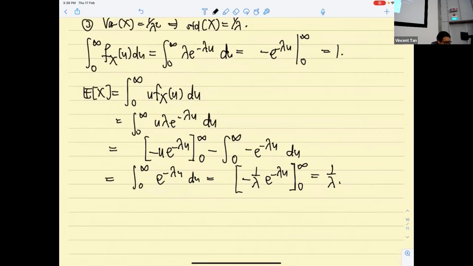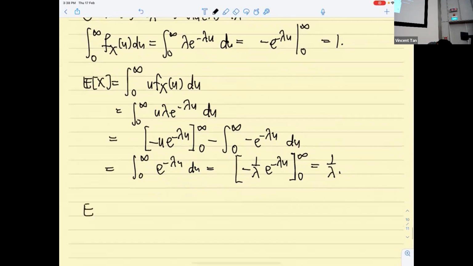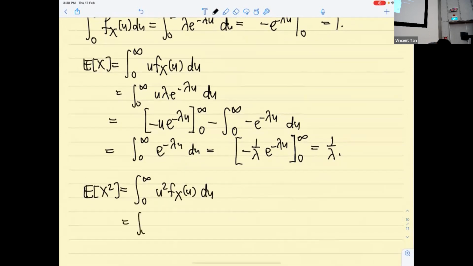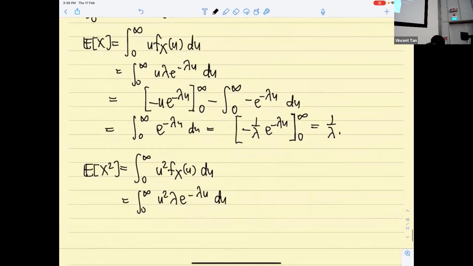Now let's figure out the variance. So the expectation value of x squared, because when we want the variance, we need to figure out the second moment: the integral of u squared f_X(u) du. So now we have u squared lambda e to the minus lambda u du. This calls for double integration by parts, but if you are very careful, you don't have to do double because you can do a shortcut.